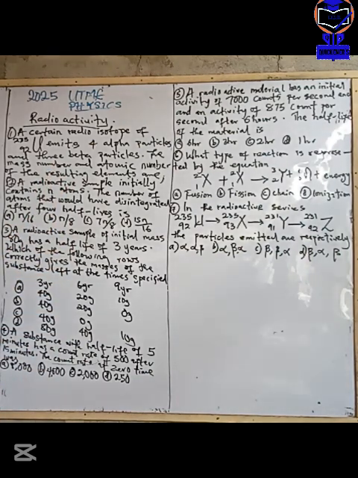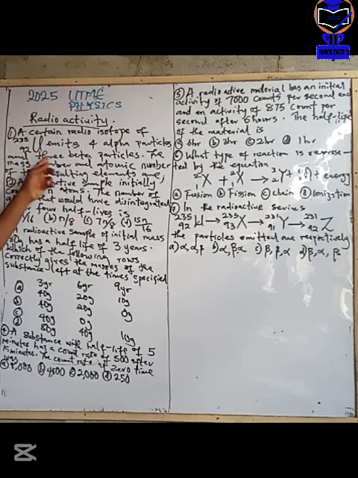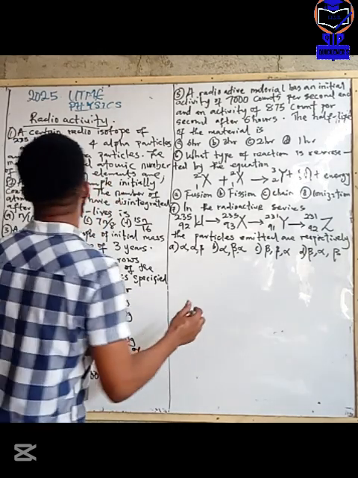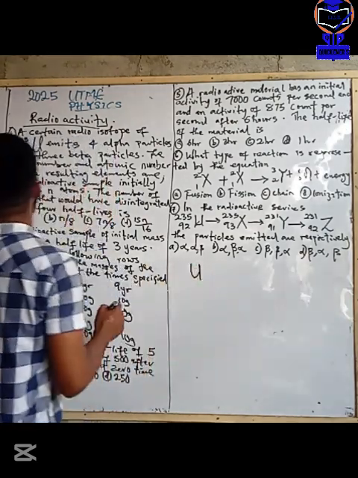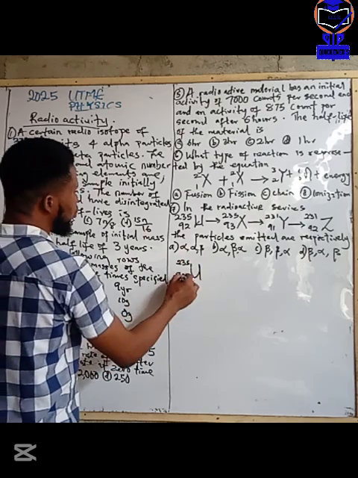Okay, now the first question here, let's see. A certain radioisotope of uranium-235, 92, emits 4 alpha particles and 3 beta particles. The mass number and the atomic number of the resulting element are? So class, this is uranium, this is 235 and 92.